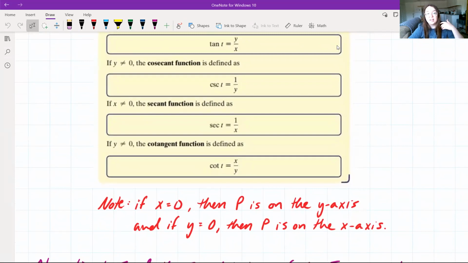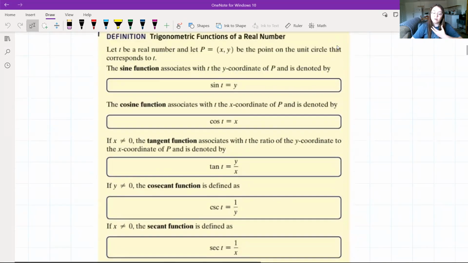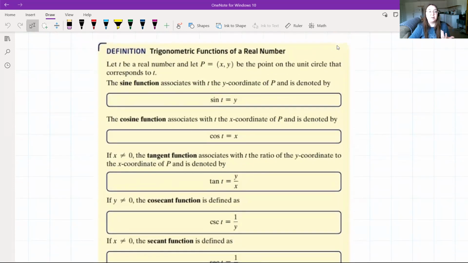So a quick note, if x is equal to 0, then that means that the point p is on the y-axis. So similarly, if y is equal to 0, then p is on the x-axis. So this all just means that if we have some point p, which is in the ordered pair notation x comma y, when we want to find the value of this number on the unit circle, these are the kinds of functions that we want to use.